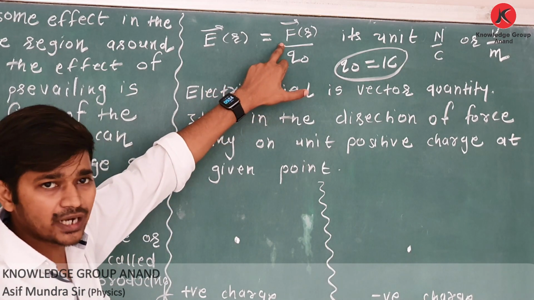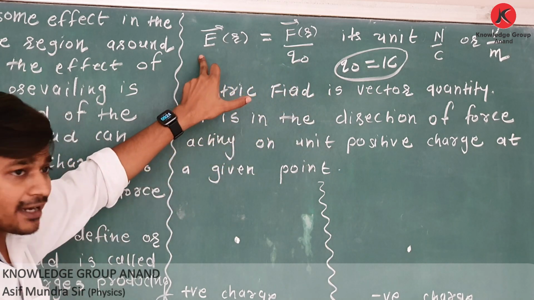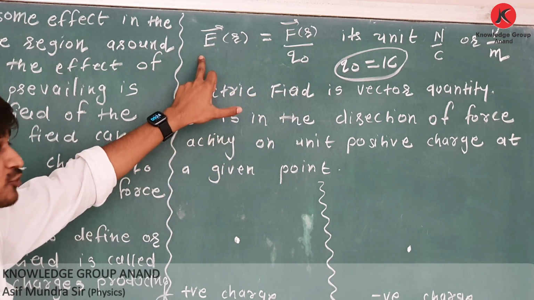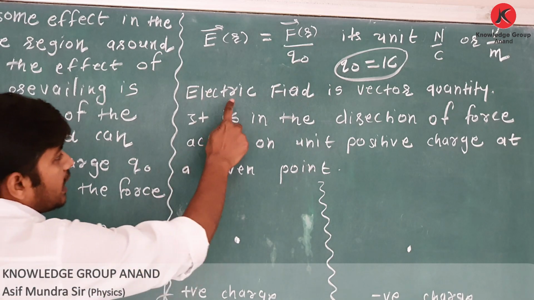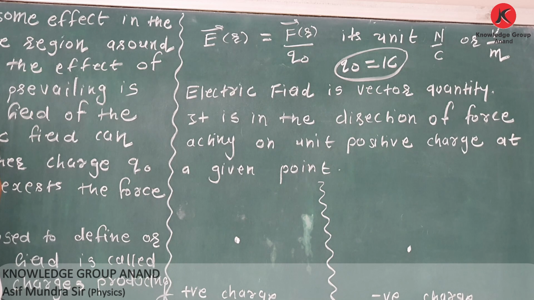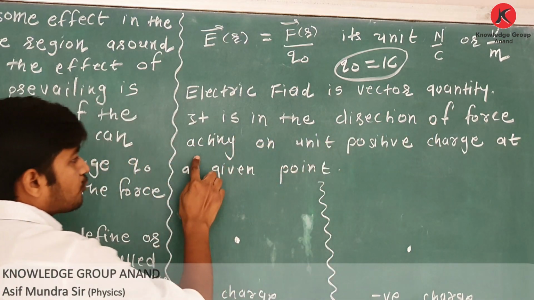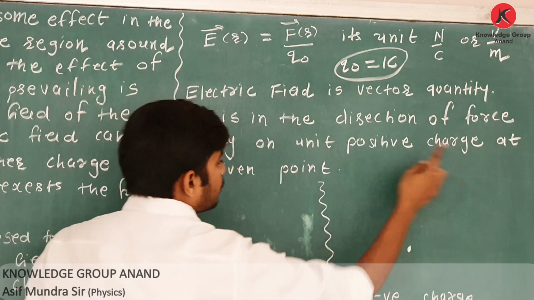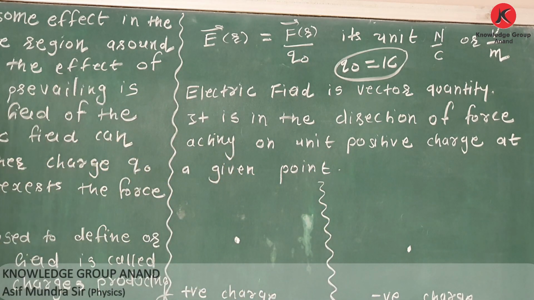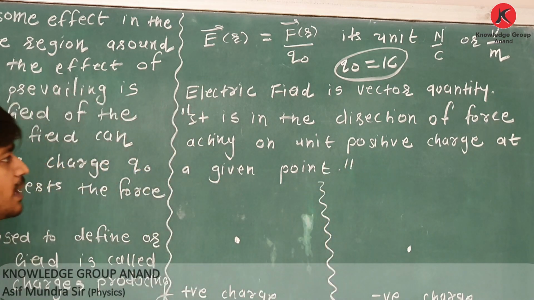Force is a vector quantity and Q0 is a scalar quantity, so electric field is also a vector quantity. Vector quantity means the most important thing is direction. So what is the direction of electric field? It is in the direction of force acting on a unit positive charge at a given point. You have to remember this statement.